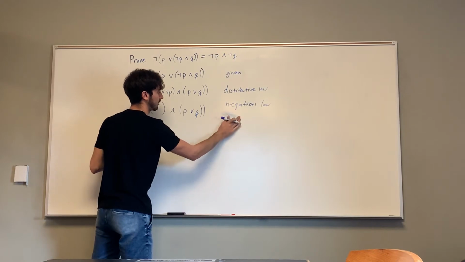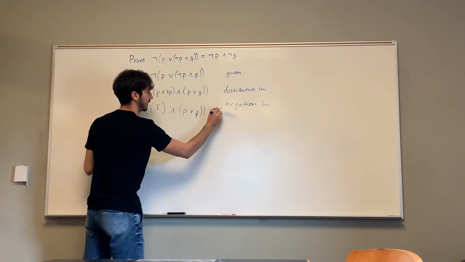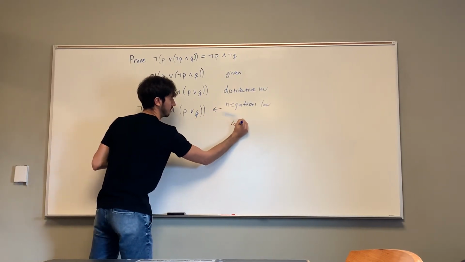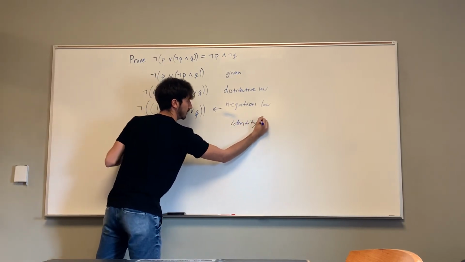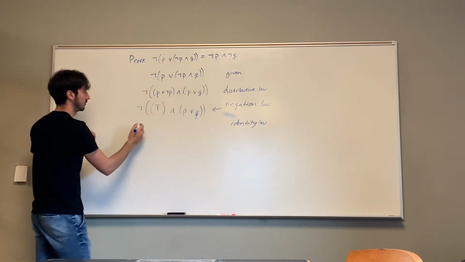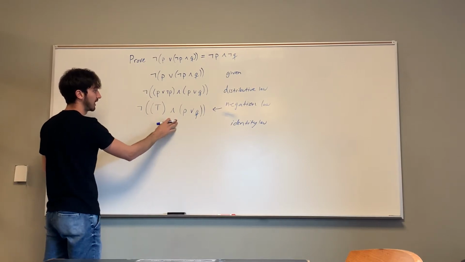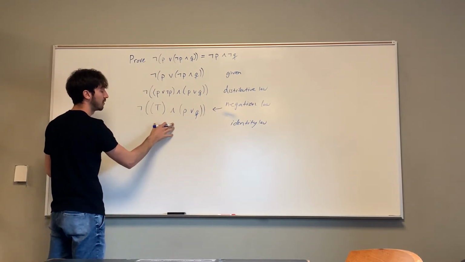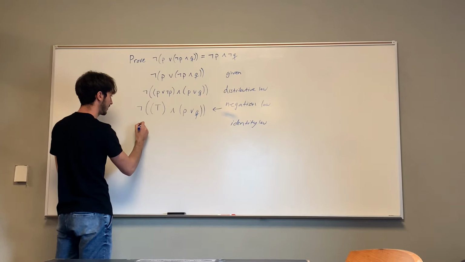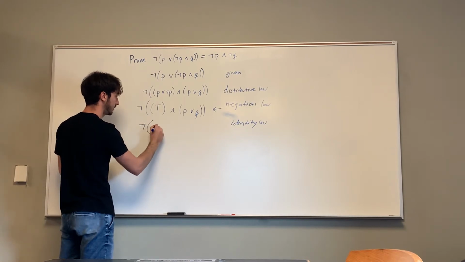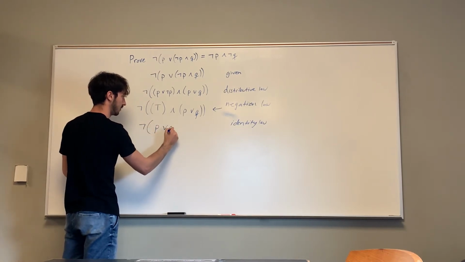So negation law justifies this line. Identity law is our justification for the next line we're about to do, where we just essentially get rid of this true and, because the true and has no effect on the final truth value of the statement. So we end up with the negation of P or Q.